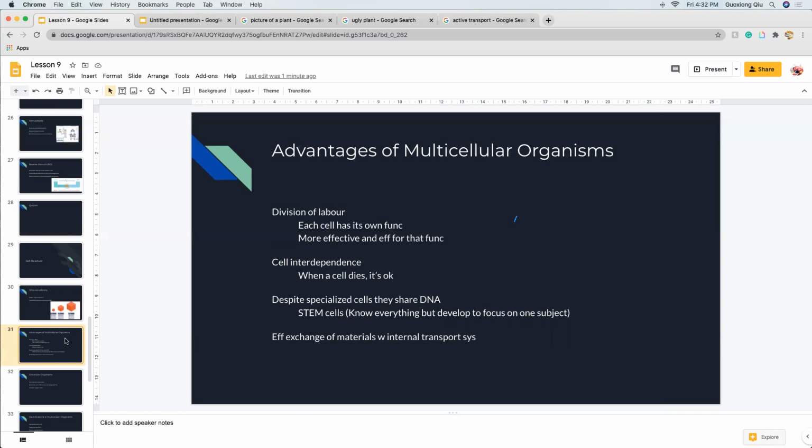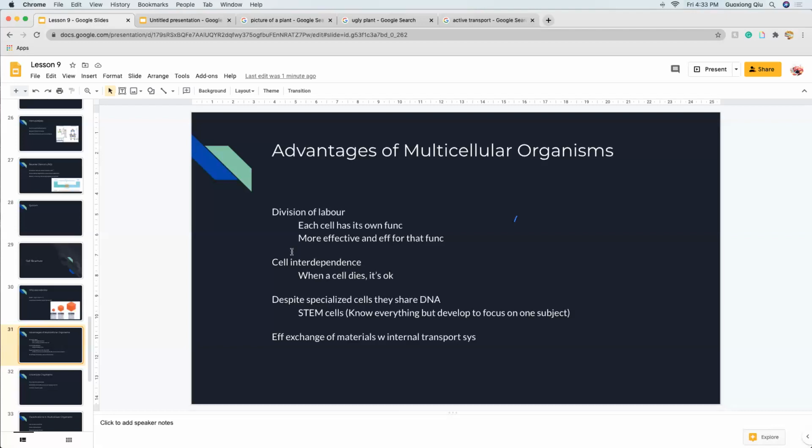And these specialized cells for each of their own functions are more effective and efficient in their role. So a liver cell does liver stuff very effectively. But if you put a stomach cell and said, do some liver stuff, stomach cell's like, no, I can't, bro. So by having our specialized cells, we have very effective and efficient cells for their function.